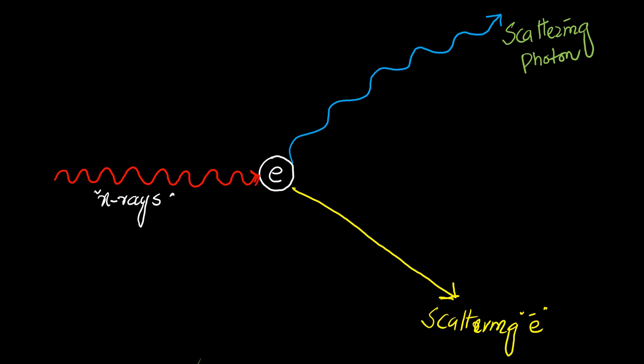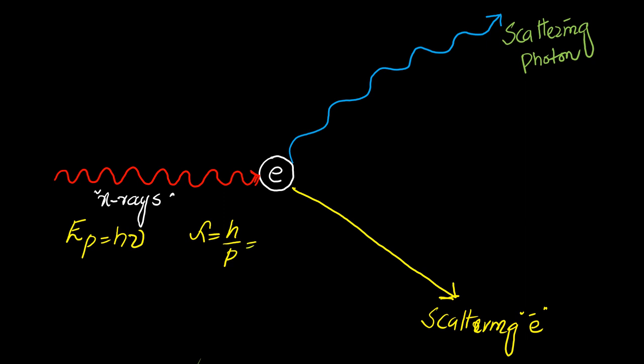So the initial energy of the X-ray photon will be EP, which represents the energy of the photon. It will be h into nu. And as you know, according to wave-particle duality, or according to de Broglie, particles behave like waves, and the relationship between the wave nature and particle nature is lambda is equal to h over p.